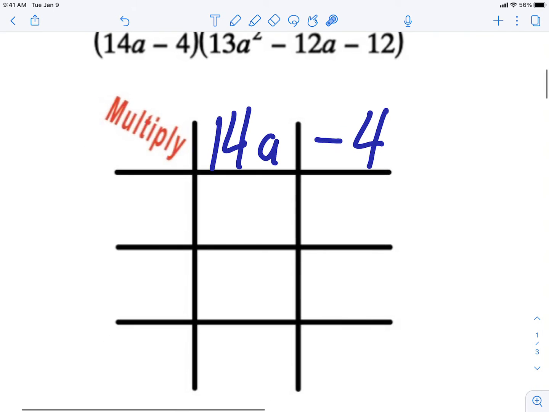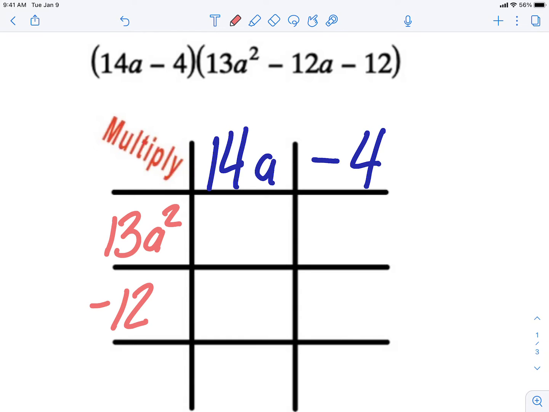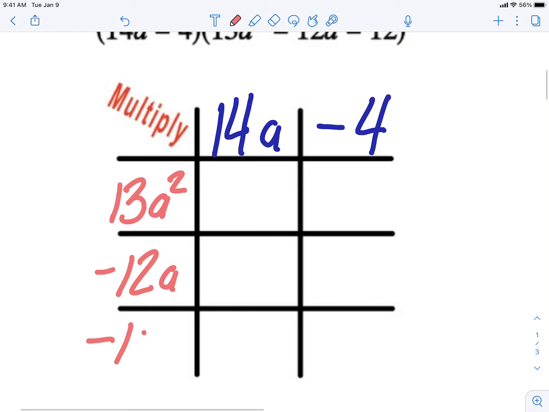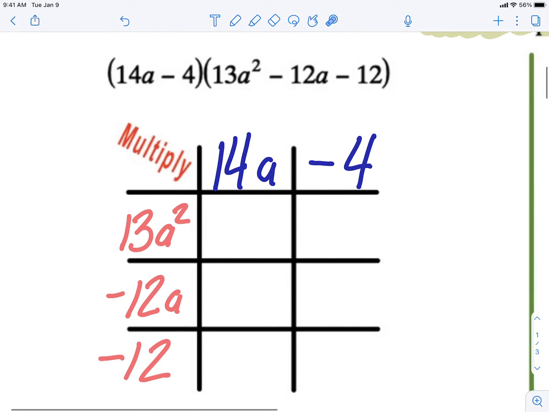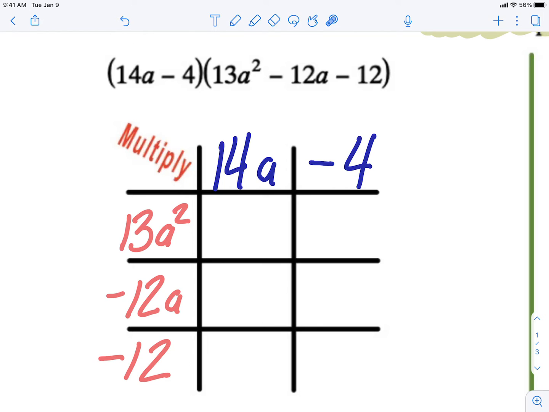Now let's take a look at this next one. To the right, to the side, 1, 2, 3 terms. This is where our three terms are going to go. So here we have 13a squared, a negative 12a, and a negative 12. I got these three from 1, 2, 3, and I got these two from 1, 2.